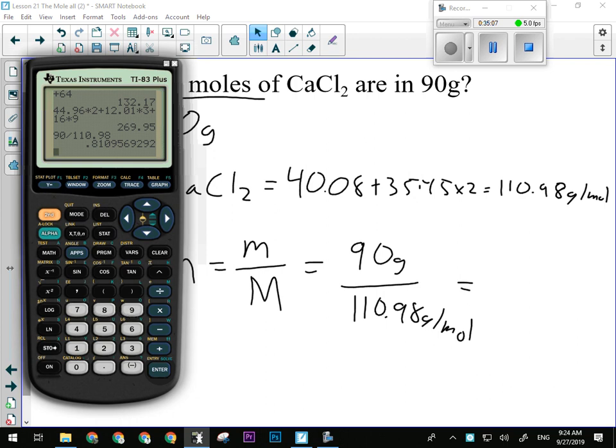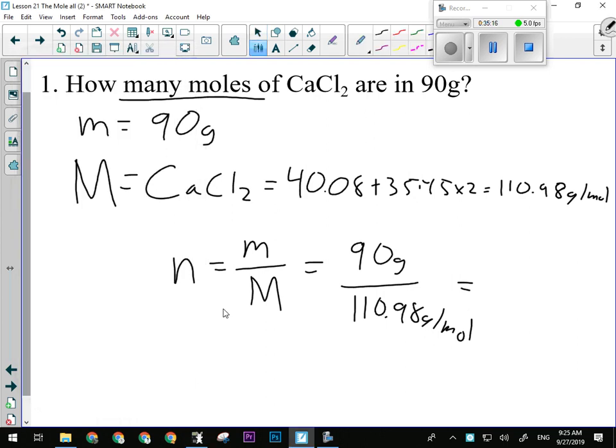Okay, so it's telling me I have less than a mole. Is that okay? Yeah, sure it is. That's still lots. Okay, it's 0.81 moles. I abbreviated. Mole is moles. So it's MOL.